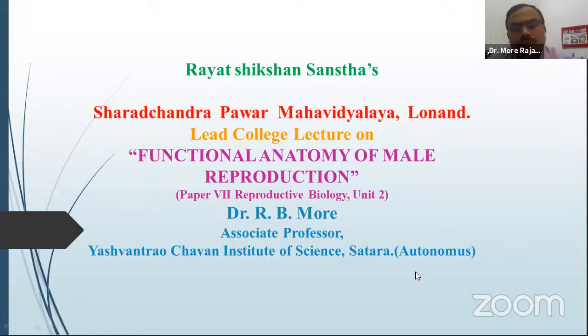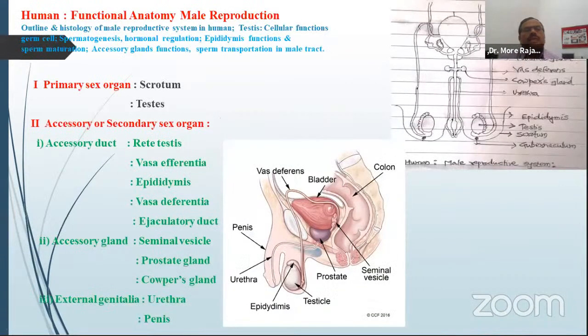Continue, sir. Okay. So our topic is related basically to reproduction. In your syllabus, the title of the topic is related with the functional anatomy of the male reproduction. In that, various points are included: the outline and histology of the male reproductive system in human, information of the testes, its cellular functions, then the germ cell, the process of spermatogenesis, hormonal regulation, the information of epididymis along with its function and the sperm maturation process, and the accessory gland function. The final point is related with sperm transportation in the male reproductive tract.